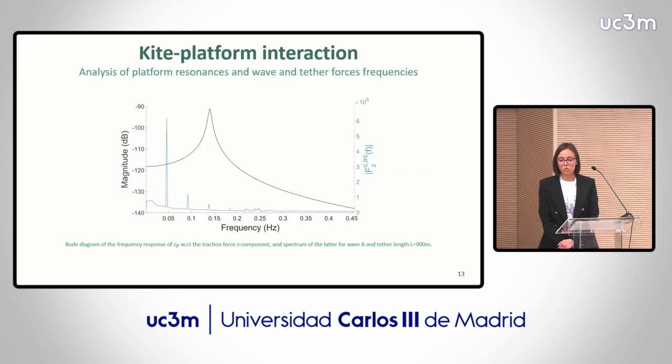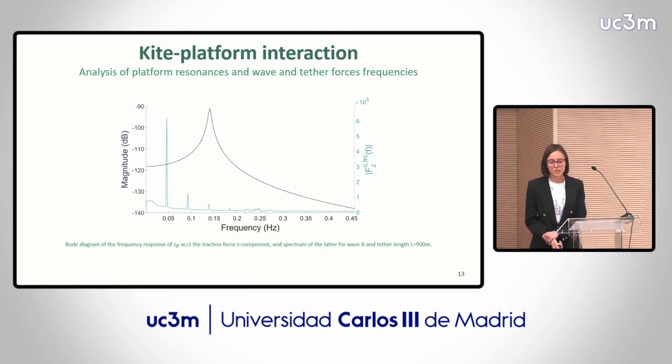So I just want to move now to the kite-platform interaction, which is the focus of this study. It's quite important to understand how the kite influences the motion of the platform and how the motion of the platform influences the operation of the kite, just in order to understand if there is a feasibility of the cooperation of these two systems, and in particular if we have interactions and too high motion, we can have problems with loads and possible damages of the structure.